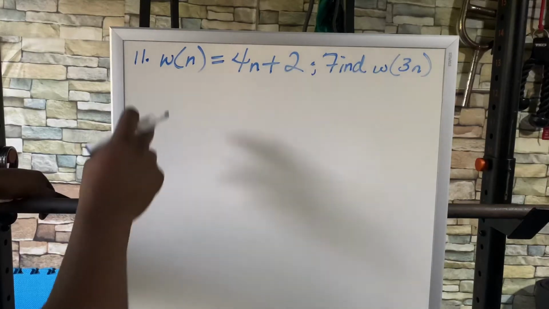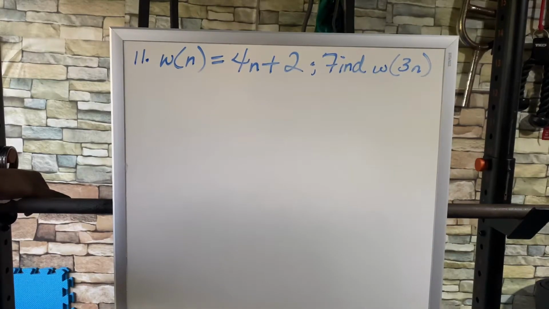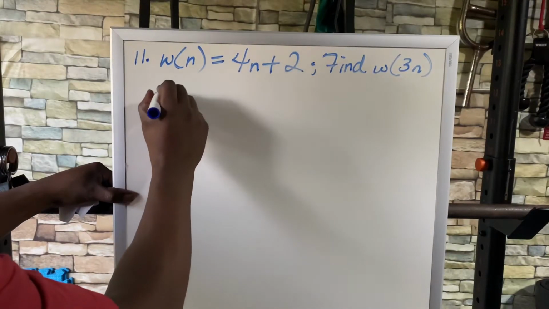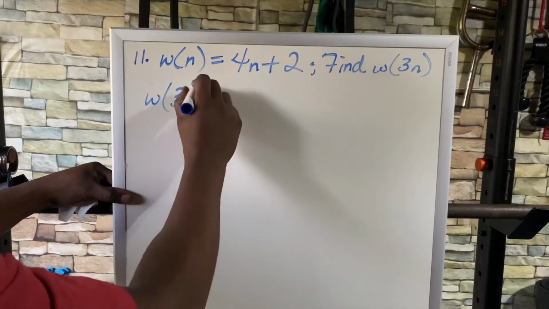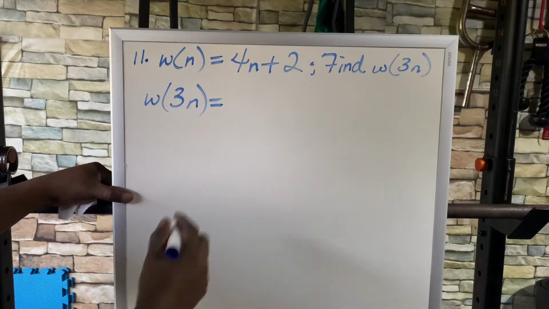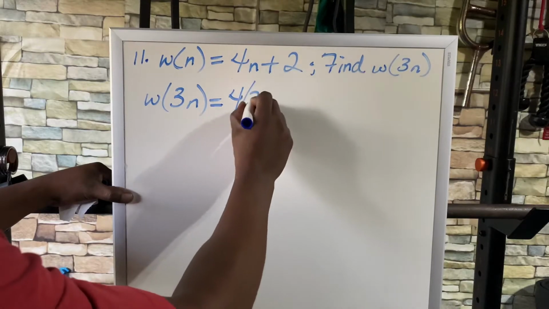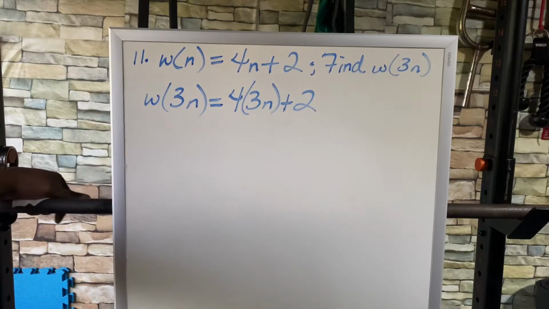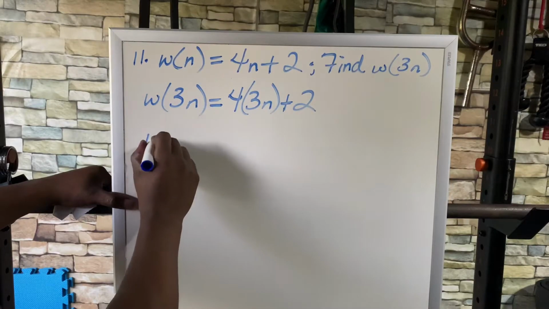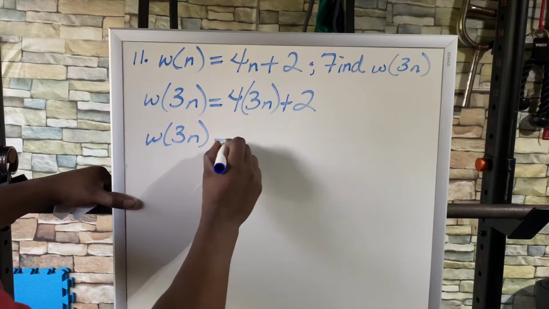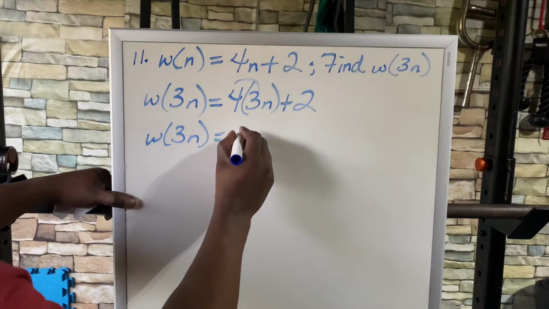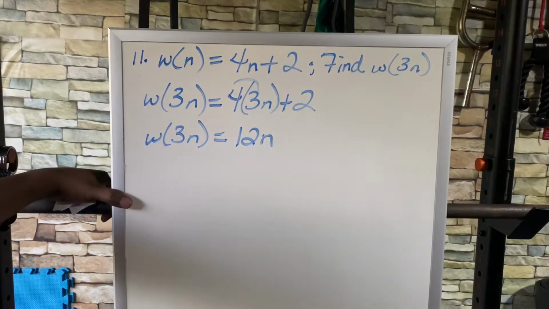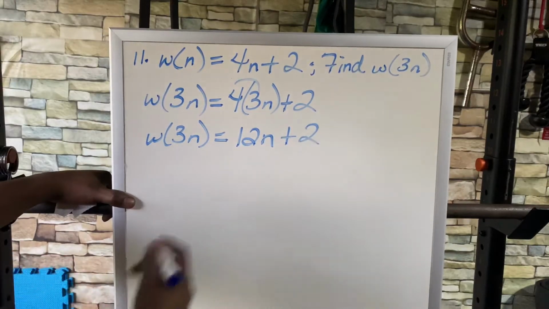Number 11, W of n equals 4n plus 2. Then find W of 3n. So W of 3n equals 4 times 3n plus 2. Simple rules, order of operation. W of 3n equals 4 times 3 is 12. Bring the n. 12n plus 2.